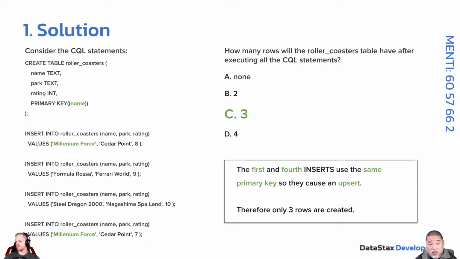And in a relational database, if you come from the relational world, as most of us do, what happens when you insert twice with the same primary key? You get a primary key collision, and the second insert fails. But in this case, what you get is an upsert. Cassandra will actually update the row with the primary key Millennium Force. So it's not a new row, but you actually have 3 rows, and the row with primary key Millennium Force will be Cedar Point 7. All right, and so C is the correct answer.